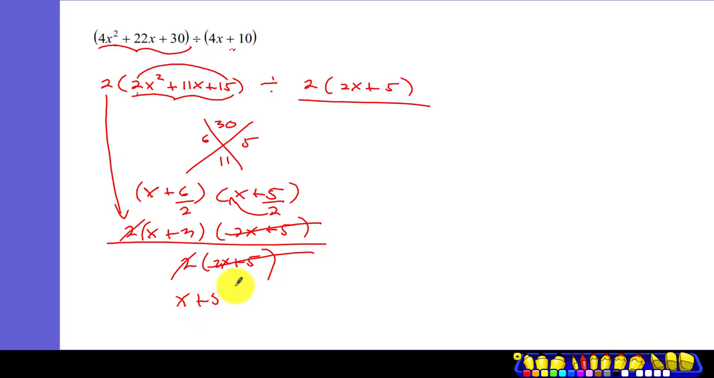And again, during our test, you might see something like this. X is not equal to negative 5 over 2, just to make sure that your denominator will not be equal to 0. Oh, sorry, x is not equal to negative 5 over 2. Okay? They'll always have to include this one just to make sure that you will not have undefined, meaning your denominator will not be equal to 0. Alright, so there we go.